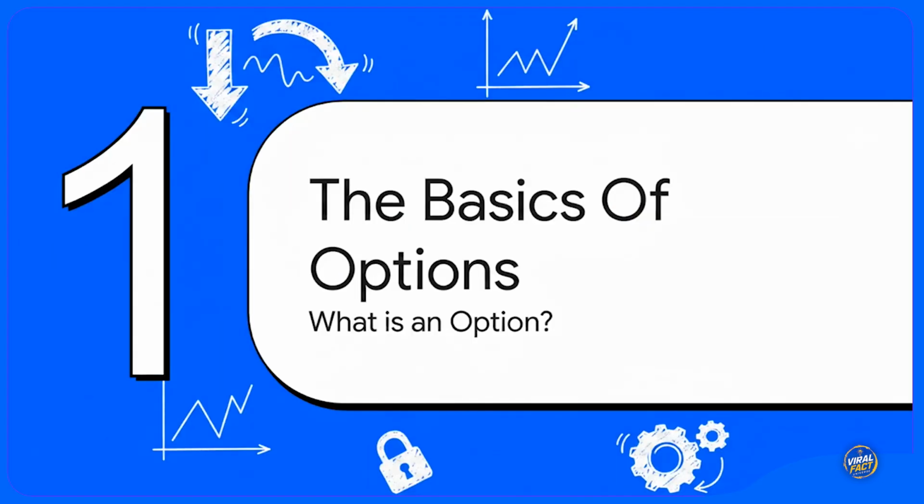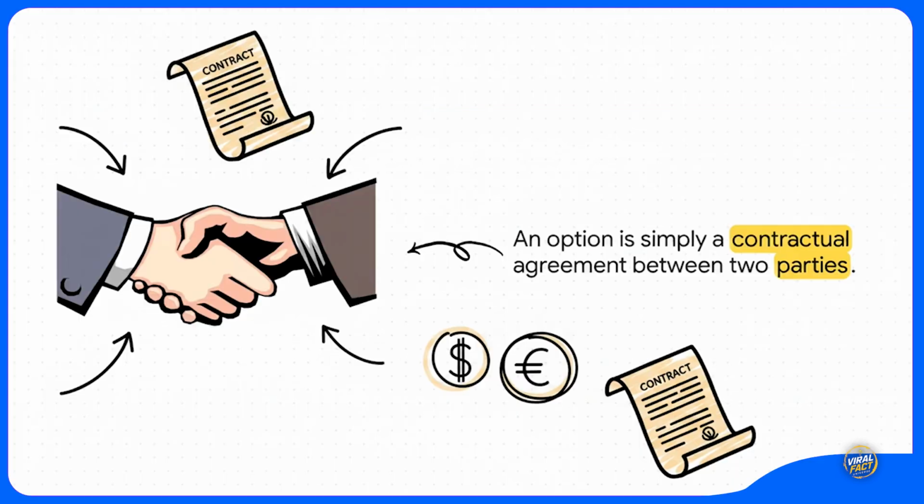All right, Section 1, the basics of options. Let's start right at the absolute foundation. What exactly is an option anyway? At its absolute core, an option is really just a handshake. Think of it as a simple contractual agreement between exactly two parties. You've got the buyer on one side and the seller on the other.